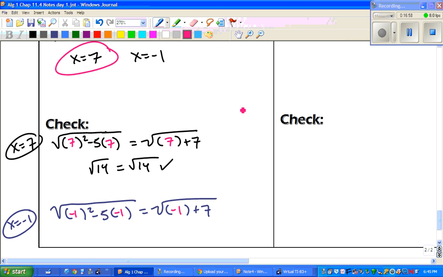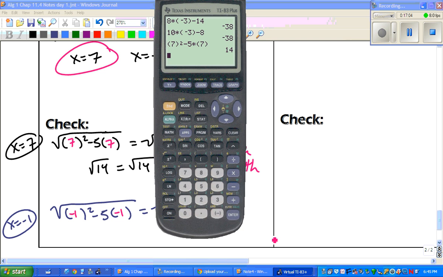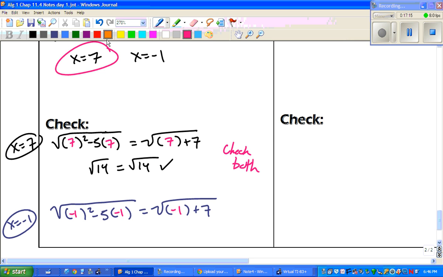Now, you don't just stop. You have to check both. Okay? So remember, you have to type it in exactly as you see it. And close it. And we get the square root of 6. Negative 1 plus 7 is the square root of 6. So guess what, guys? We have two answers, and that's okay.